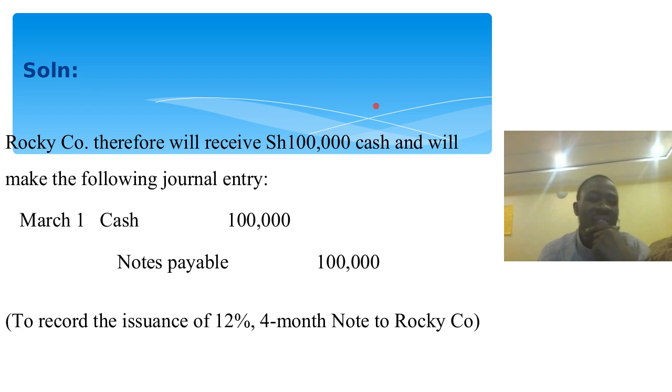The other account that is affected is the notes payable, the loan itself. Because it is a loan, loans or notes have normal credit balances, so any increase is credited. We record that to record the issuance of the 12% 4-month note to Rocky Company. So that is how we recognize the issuance of the note.